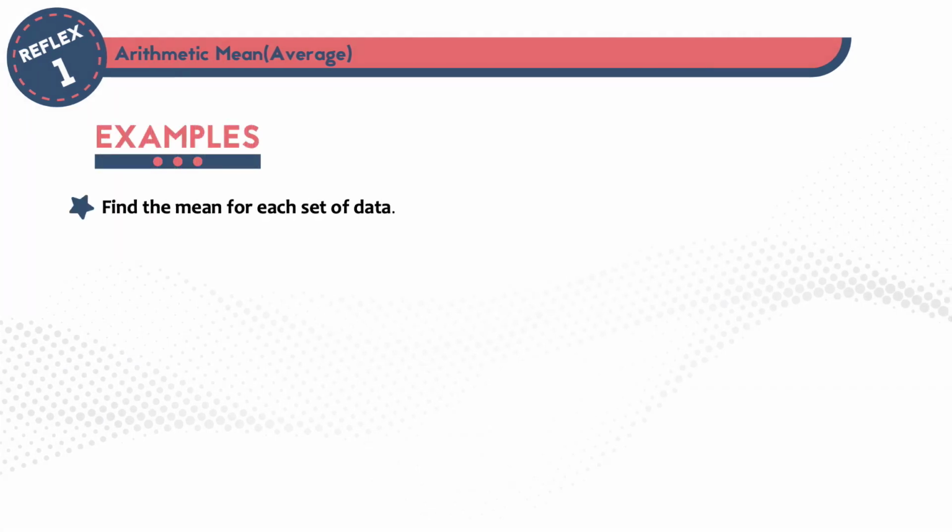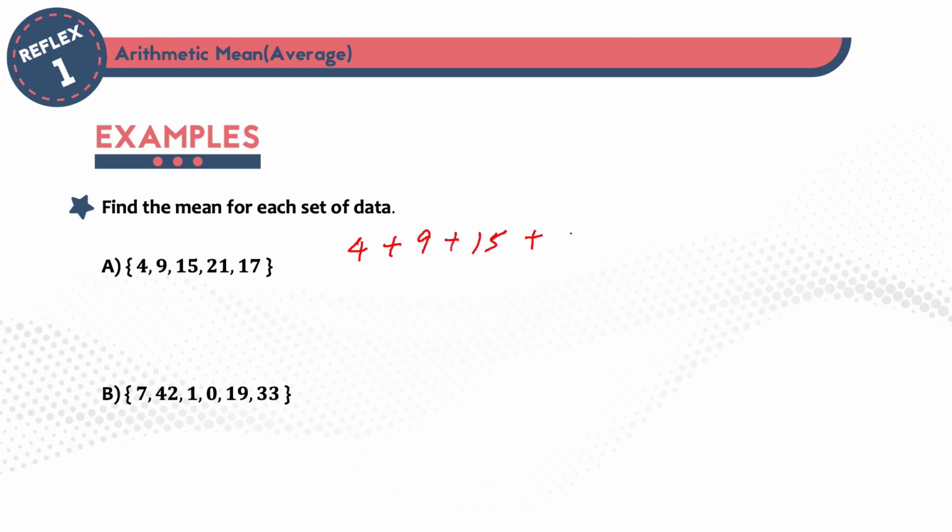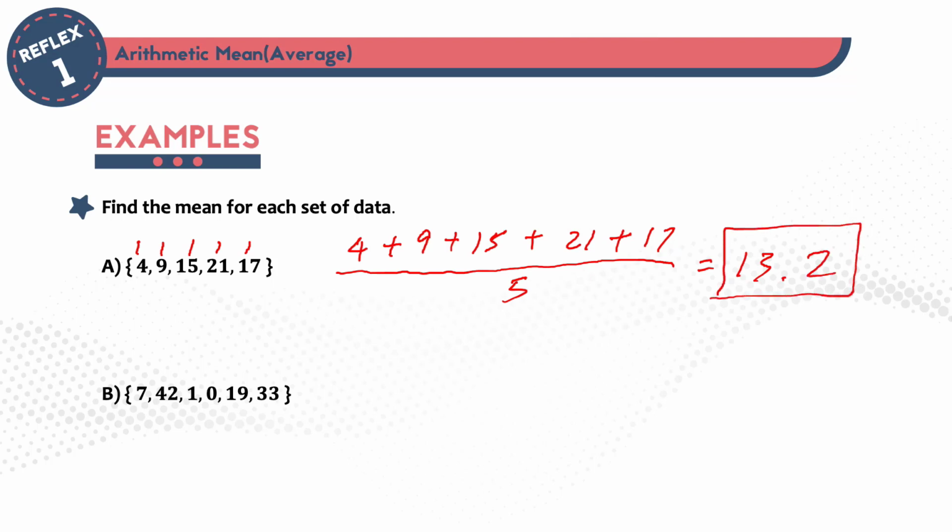A couple more examples. Find the mean for each set of data. Set A: 4, 9, 15, 21, and 17. All right, let's add them up. 4 plus 9 plus 15 plus 21 plus 17, all over the number of items, 1, 2, 3, 4, 5. So divided by 5, and we get 13.2. Done.